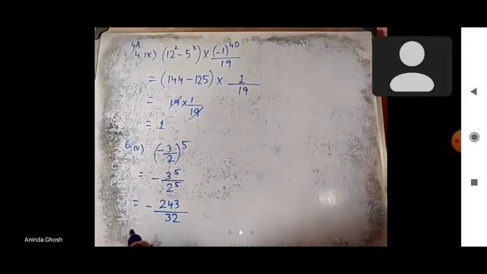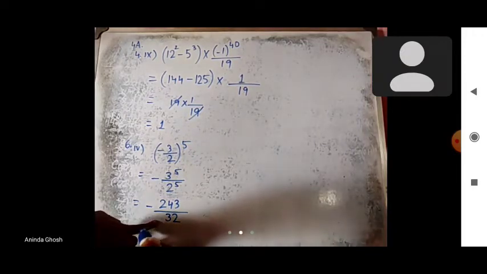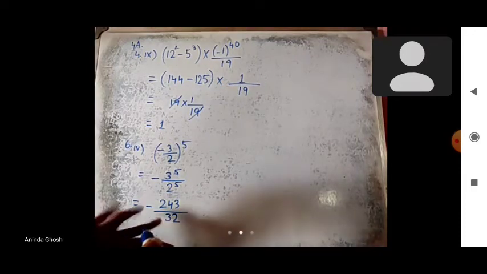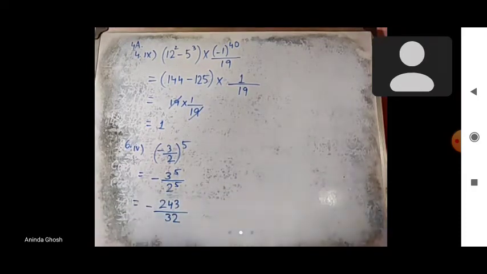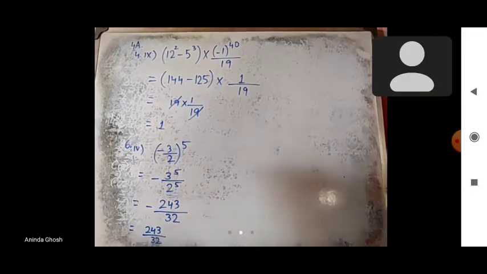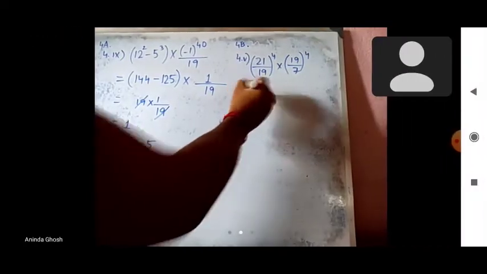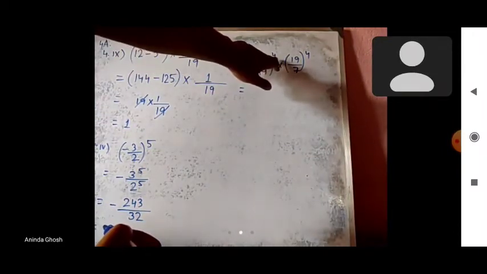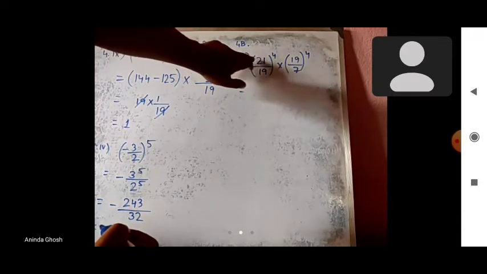So 3 to the power 5 means 243 and 2 to the power 5 means 32. So find its absolute value. We know that absolute value always comes in positive form. So we write plus 243 upon 32 as my answer. Next math from exercise 4B, 4-5.